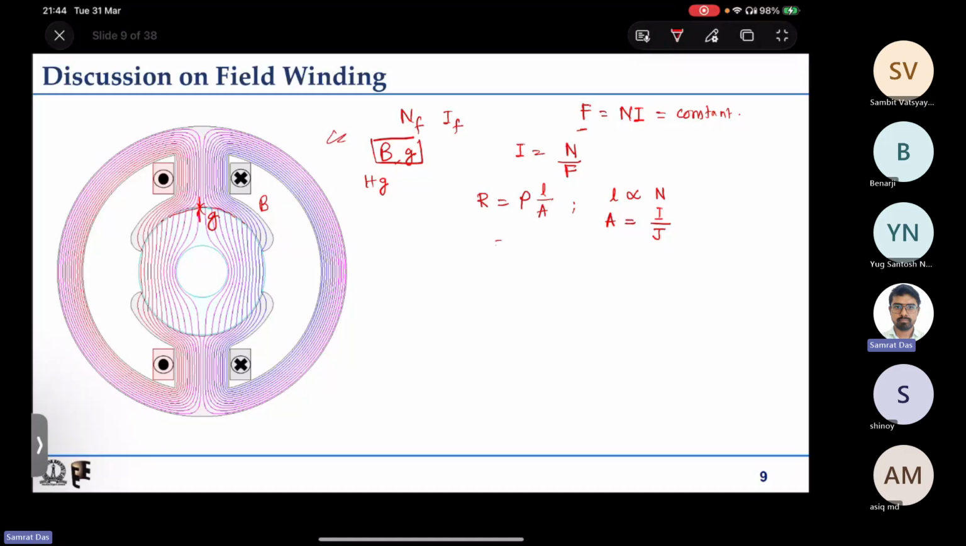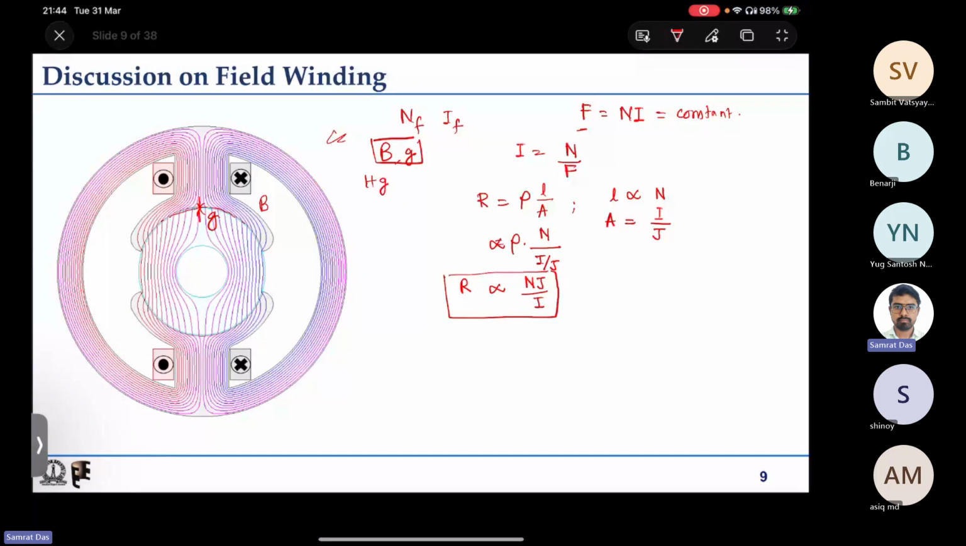So if we plug in these values here, R will be proportional to N divided by I by J. So the resistance is proportional to N into J by I, right? N into J by I. So resistance is proportional to N into J by I.